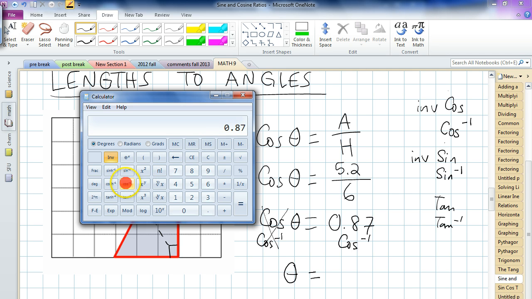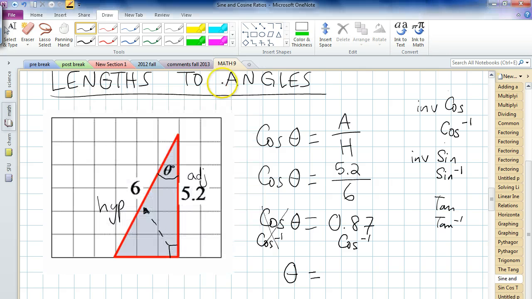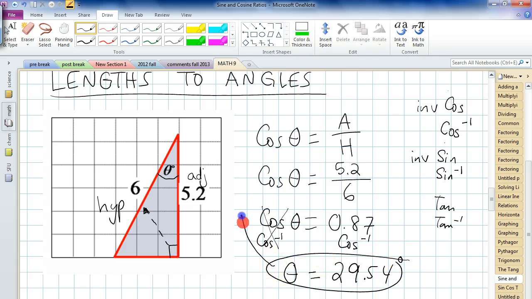And watch what's going to happen to that. It should turn your answer into a degree value. And it does: 29.54. 29.54. I just figured out how many degrees that is. That's the angle in that triangle right there. Done.